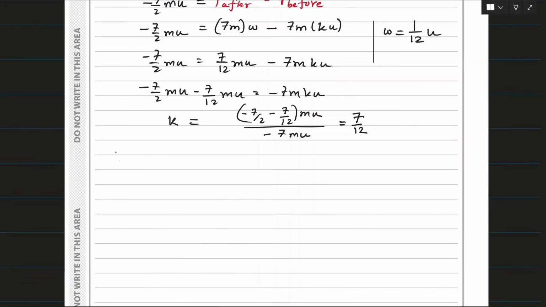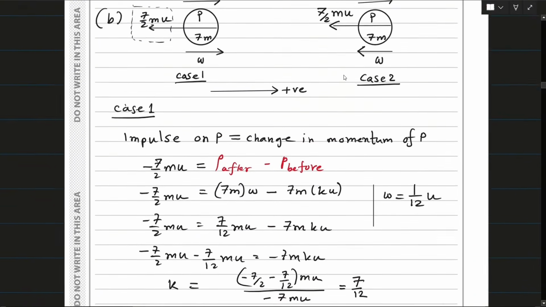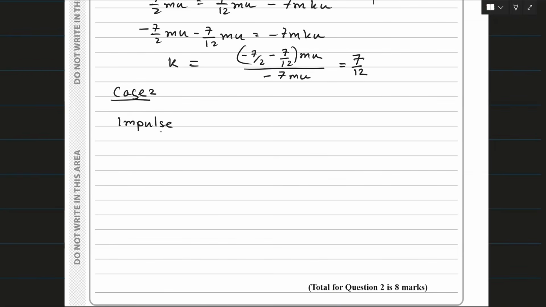Now if we consider case 2, our process will be exactly the same, but the direction of the final velocity after collision would be just different. So again, this is case 2. For case 2, we are going to do the same thing. We know that the impulse on particle P will be equal to the impulse on particle Q, and the impulse on particle P will be equal to the change in momentum of particle P.